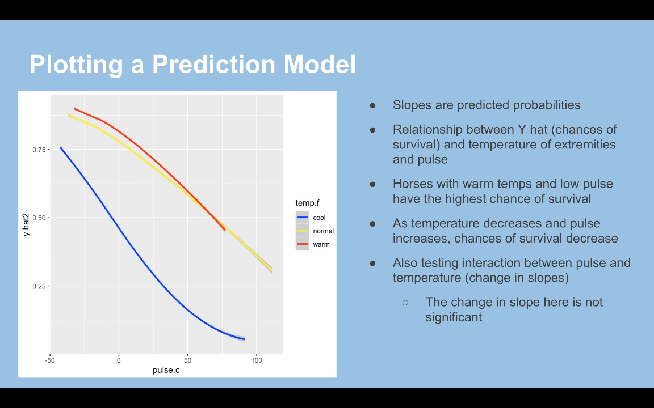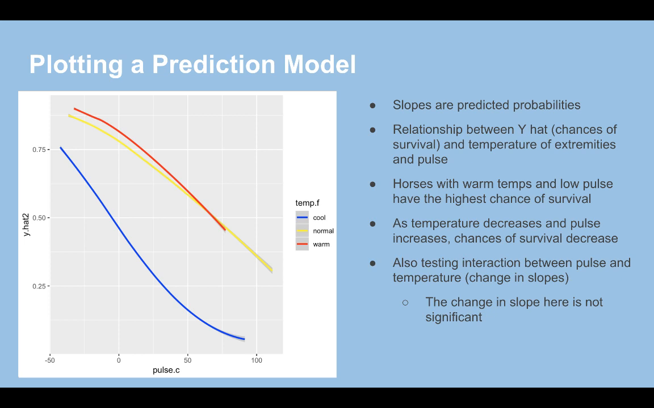And finally, we can plot a prediction model, and this really helps to kind of sum up all the results that we've seen. And so using ggplot allows us to convert probabilities by getting a prediction. So our slopes represent predicted probabilities. And so what we're looking at here is the relationship between y hat, or the chances of survival, or the probability of living. And we are looking at this relationship with temperature of extremities and pulse.